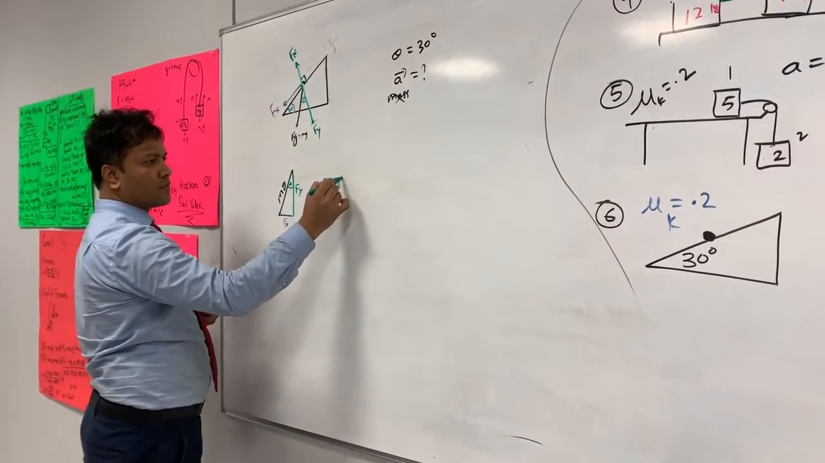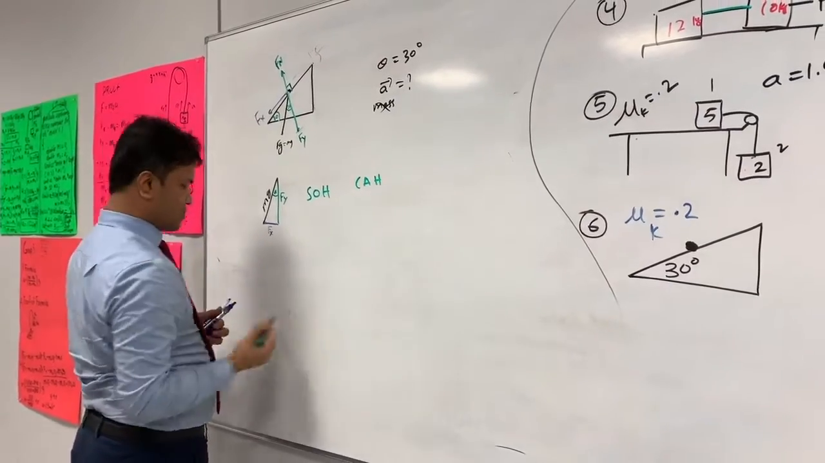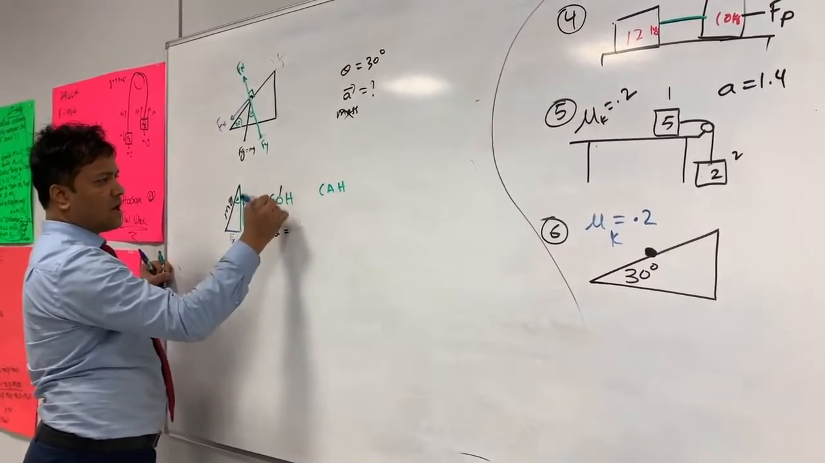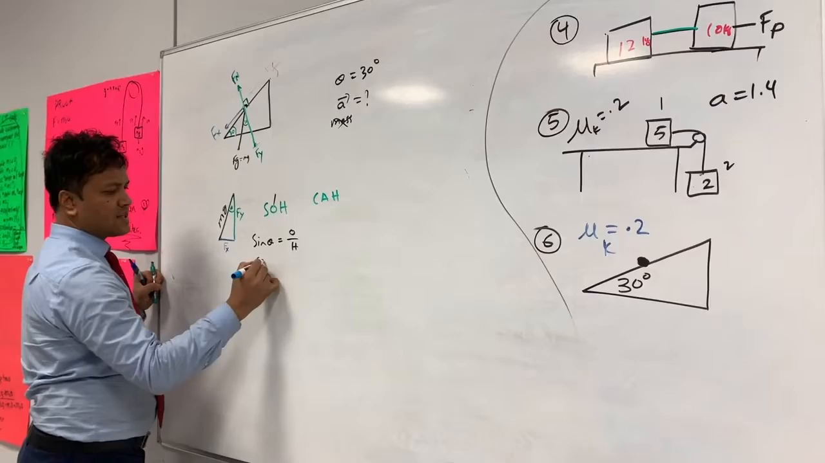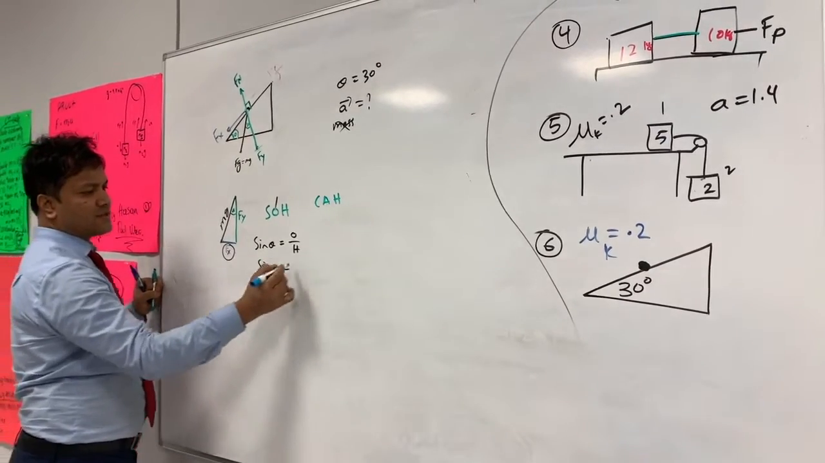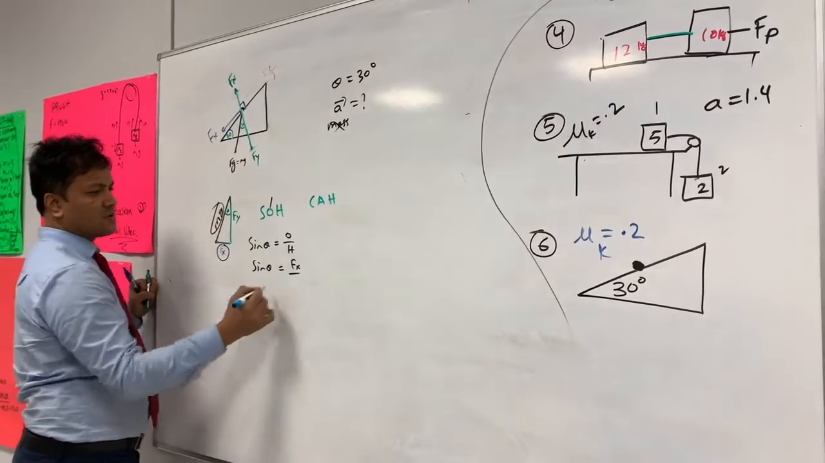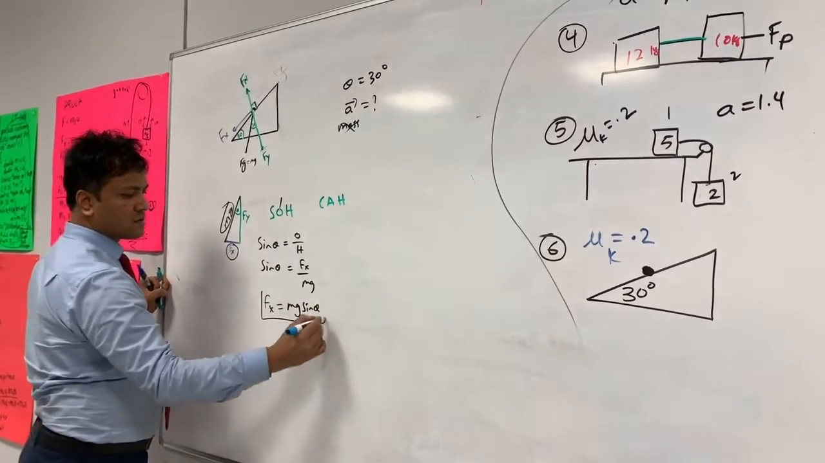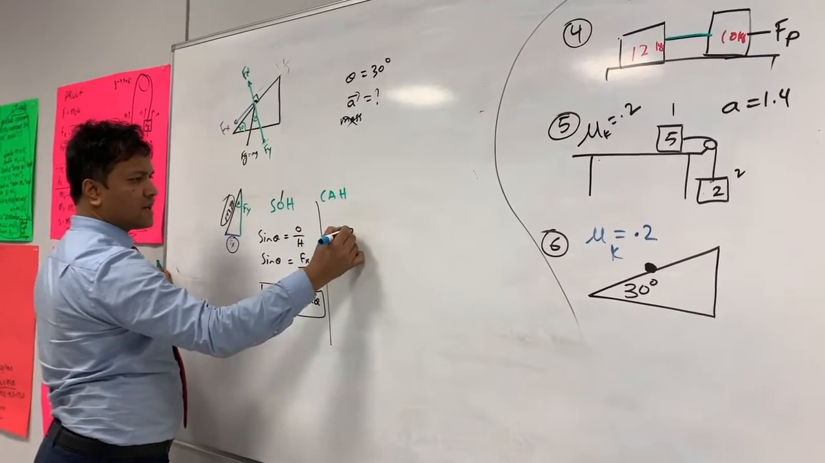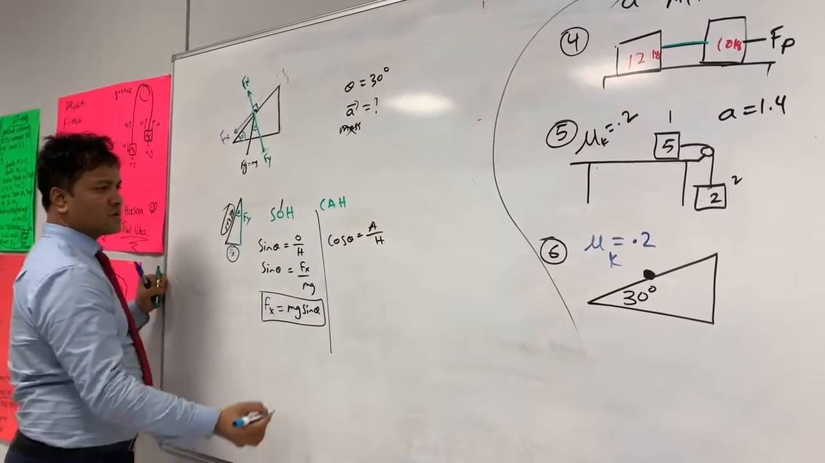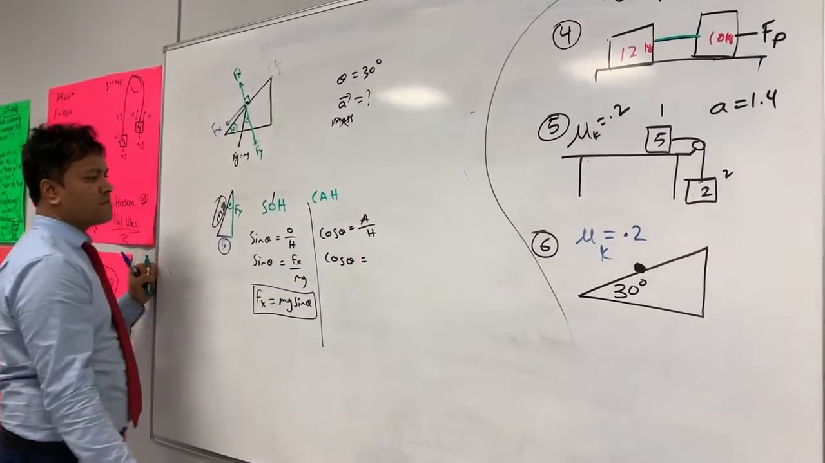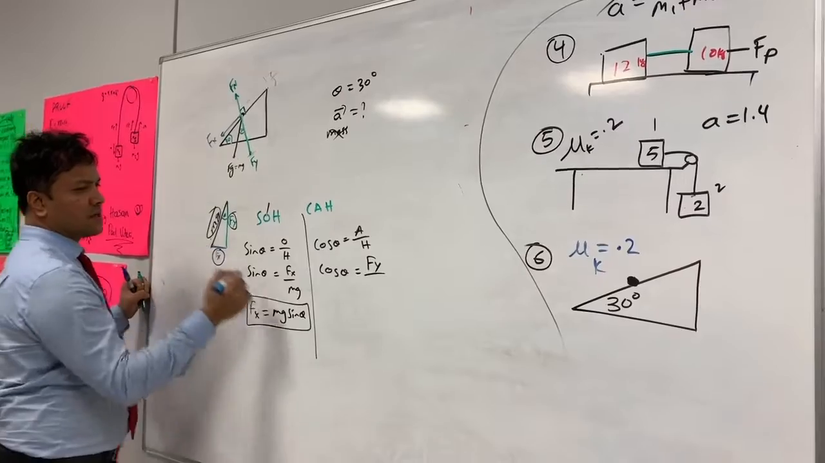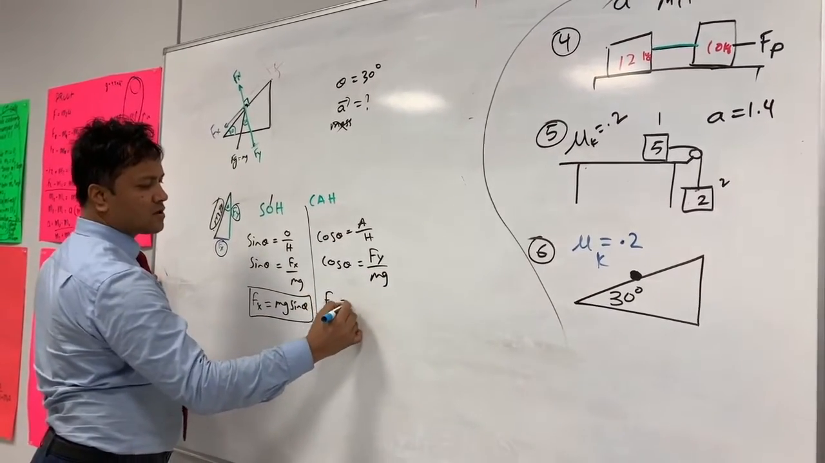So sine theta is opposite over hypotenuse. What is opposite? Fx. And what is the hypotenuse? mg. So Fx is equal to mg sine theta. Cosine theta is adjacent over hypotenuse. What is adjacent? Fy. What is the hypotenuse? mg. So Fy is equal to mg cosine theta.